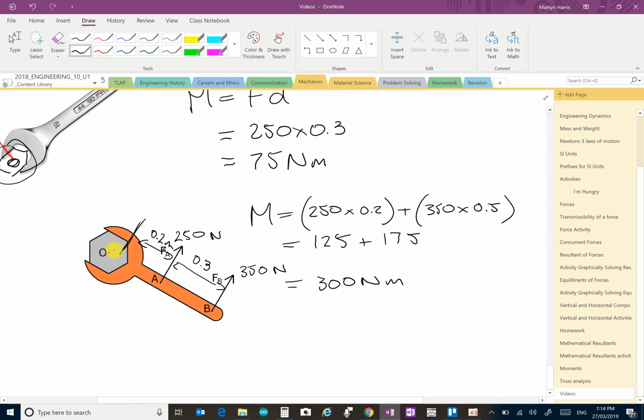So the rotating force, or the moment, or the torque acting around this center point just here of the bolt is 300 Newton meters.